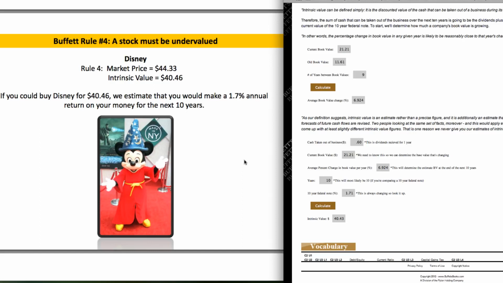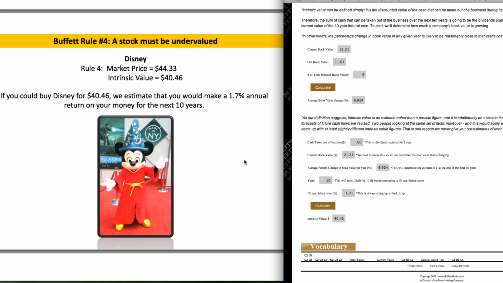So what does that mean? What does that $40.46 mean? That means if you could buy Disney right now for $40.46, we estimate you get a 1.7% annual return on your money for the next 10 years. That's if you could buy it for $40.46. It's trading for even higher than that. It's trading for $44.33. So that means you're even going to get a worse return than the 1.7% over the next 10 years if you would buy it at that current market price.